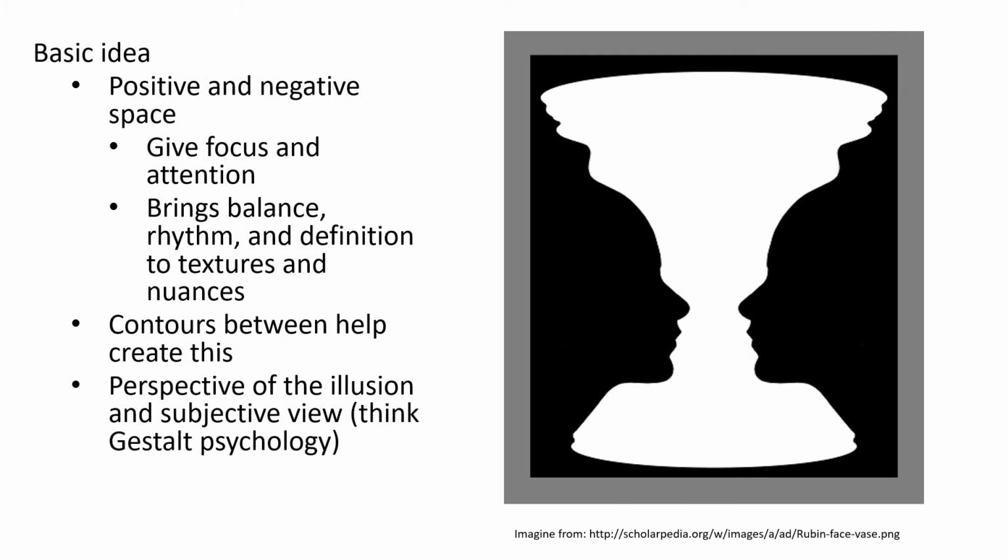One of the more famous examples is Rubin's Vase. If you look from one perspective, you may see a vase, but if you look from another perspective, you may see two people's faces. So the idea behind positive and negative space is that it brings a focus and attention to a main part of the picture, the main activity. It also brings some balance and rhythm, and the contouring in between kind of creates that. In a lot of ways, it's also about perspective and illusion. It's a subjective view, and you can think of that like Gestalt psychology a little bit.